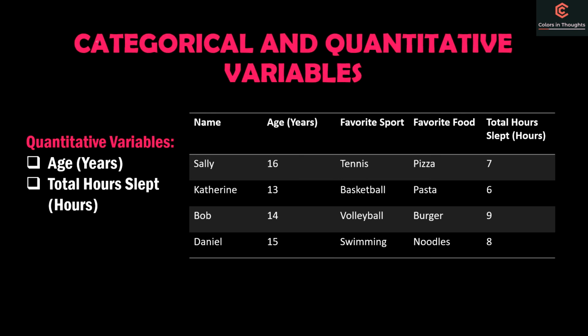Now let's identify the quantitative variables in the data. The quantitative variables are the age and total hours slept. We know that they are the quantitative variables because age is measured in the units of years, and total hours slept is measured in the units of hours. Quantitative variables have units. In addition, we can find the average age of the people in the data, and we can find the average of the total hours slept. Therefore, we can confirm that the age and total hours slept are the quantitative variables.